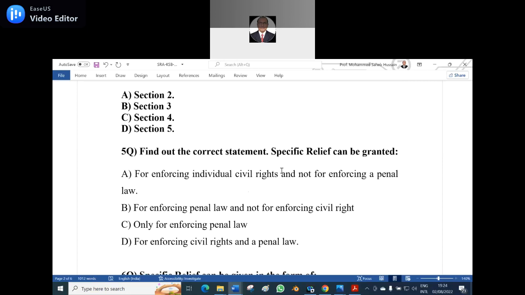Fifth question, find out specific relief can be granted: A, for enforcing individual civil rights and not for enforcing a penal law; B, for enforcing civil rights; C, only for enforcing penal law; D, for enforcing rights and a penal law. Option A is the right answer.